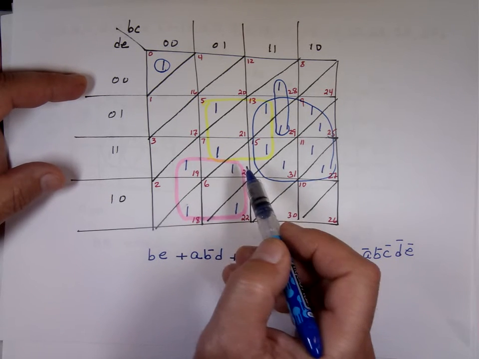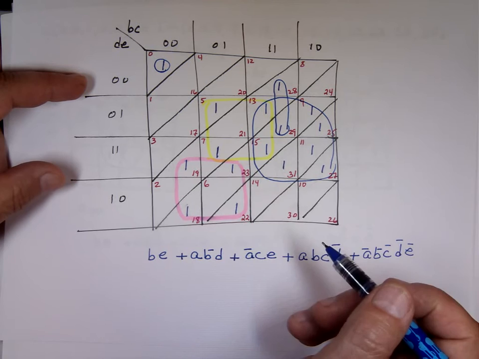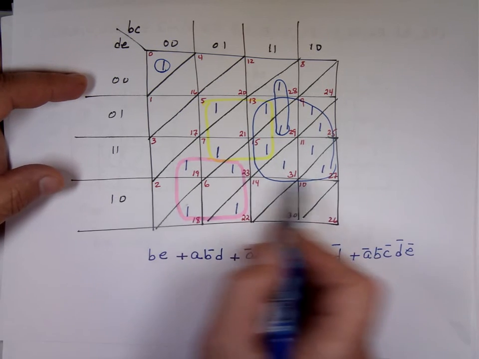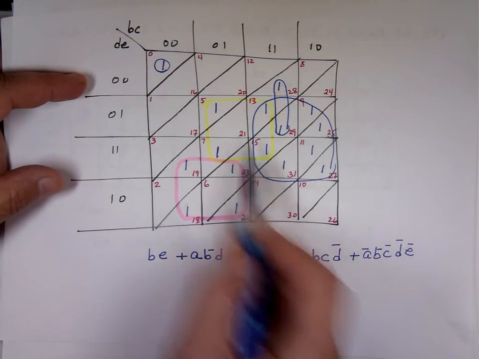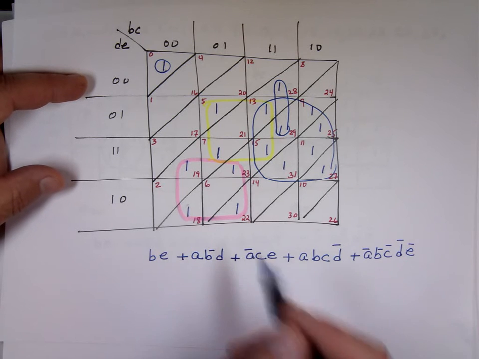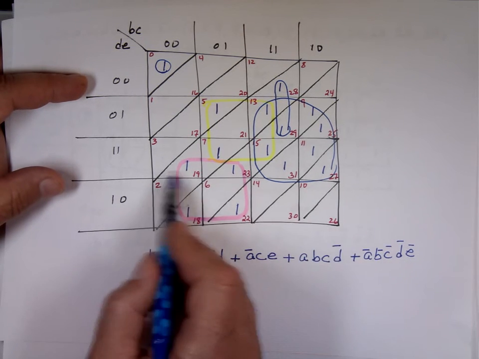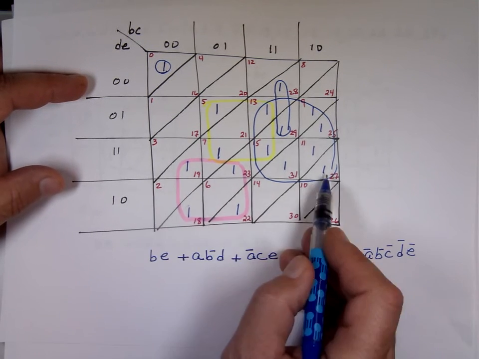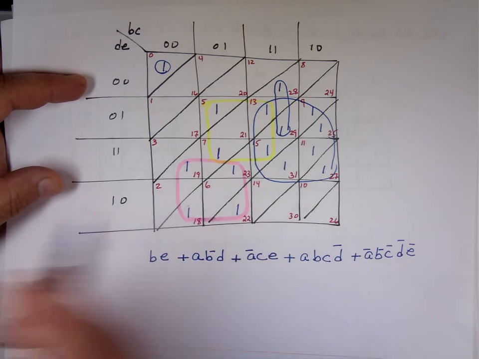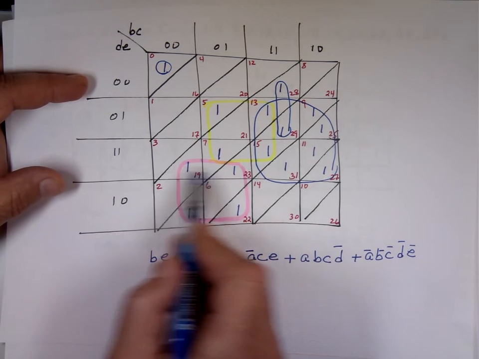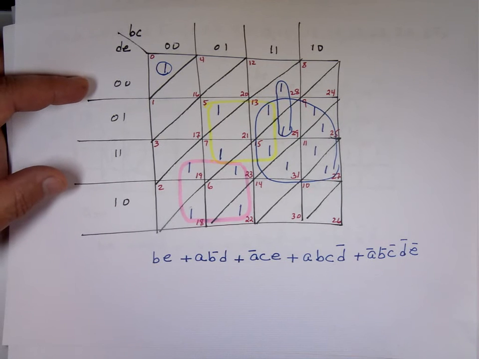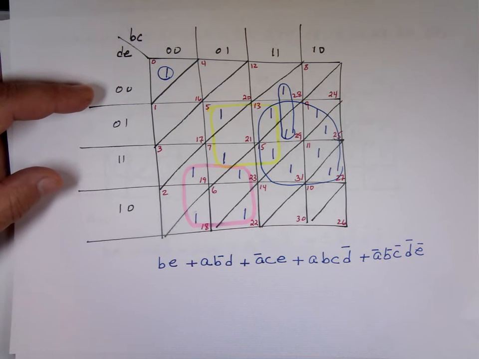You could group 7 and 23, but you can't. You can take these 4 here, but I don't need them because I already grouped them here and here. That would be an extra term. Those 4 ones I could, but in this case, there's no need for them because everyone has already been grouped. If you group these 4 bottom ones, you're just adding an extra term to your expression, which you don't need. It's already covered somewhere else.